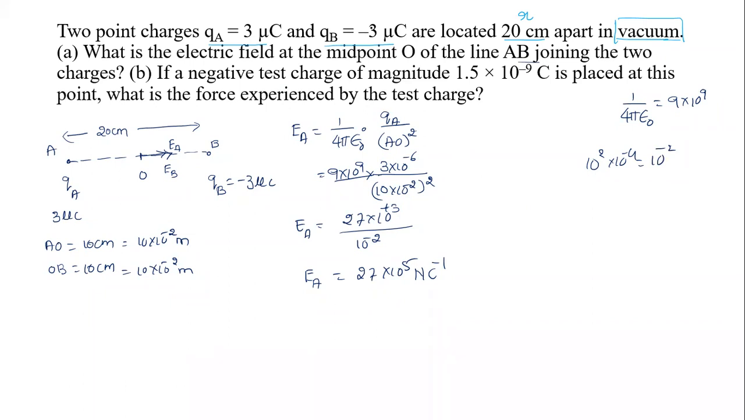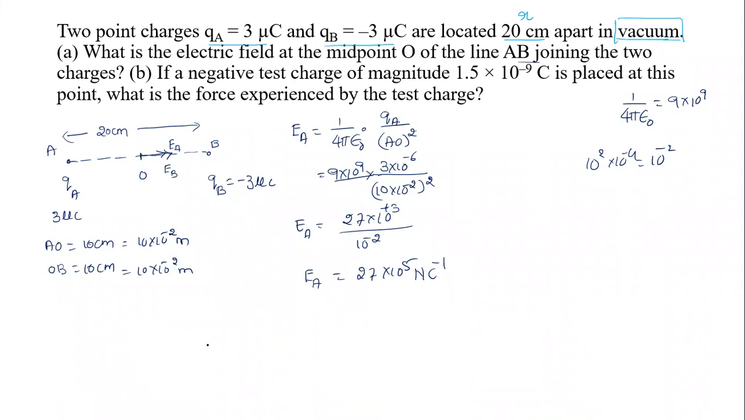Okay, anybody got a different answer from this? 27 into 10 power 5 Newton per coulomb? Yeah, of course. If you shift the points, Srishti, it will become the same answer. 27 into 10 power 5.